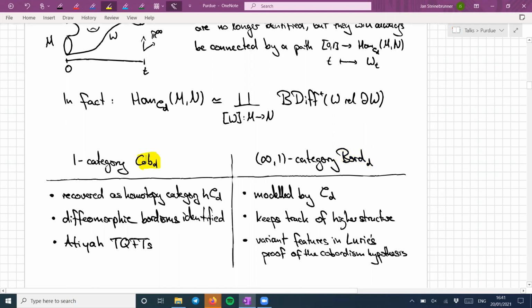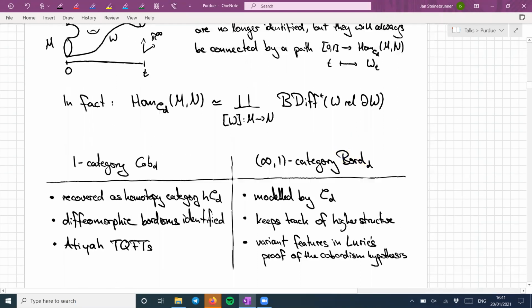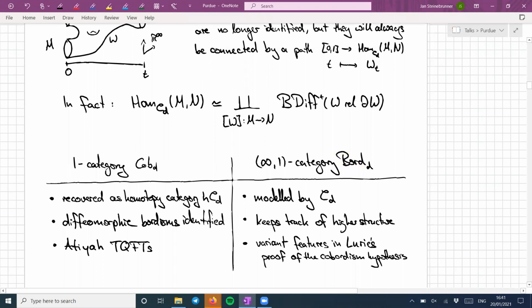but certainly Cob_d is the easier object. All right, I should make a warning that I sometimes call this Cob_d the discrete bordism category because it's a discrete category, it's just an ordinary category. But I shouldn't do that because there's some really interesting work by Sam on discrete bordism categories, and they are called discrete bordism categories because they have discrete diffeomorphism groups.